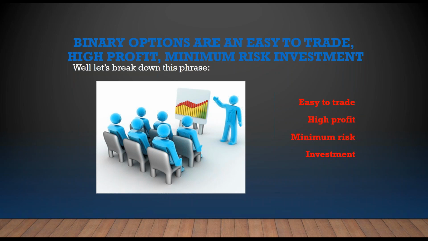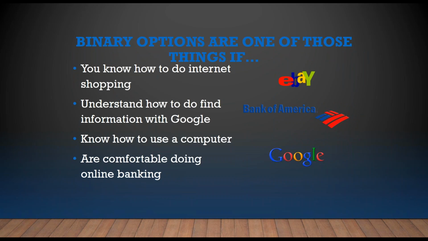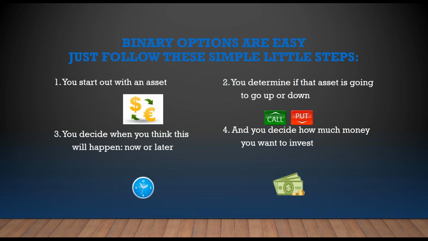That is it. There are only 4 boxes, 4 screens, 4 windows you can possibly fill out, whether you're an advanced trader or a novice. It is just that simple when you're going to trade binary options. So if you know how to do internet shopping, you understand how to find information with Google or a search engine, you know how to use a computer fairly well, and you're comfortable doing things like online banking, then you will be perfectly fine. Everything you need to do, know, and understand is easily available, free of charge, on the internet or on our platform. And we'll teach you in our classes where to find all the right information so that you can make smart trading decisions.